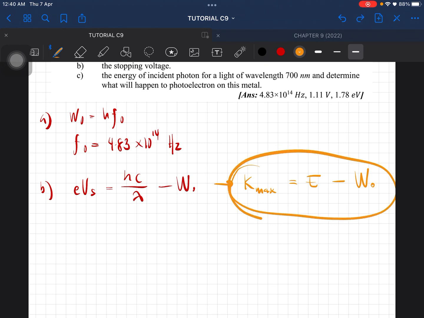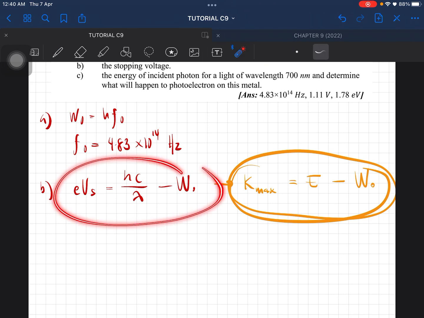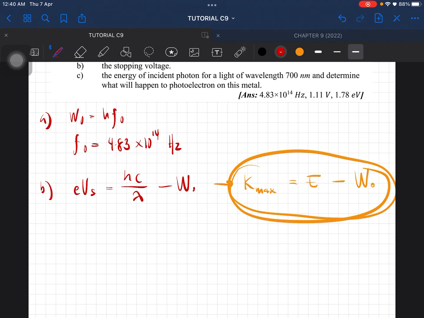This is basically the Einstein photoelectric equation. This one is the expanded version. I just don't want you to get confused. So calculate that. You will then get 1.77 times 10 to the power negative 19 joule. So that is the eVs, and then calculate for the stopping voltage. You should get 1.11 volt.